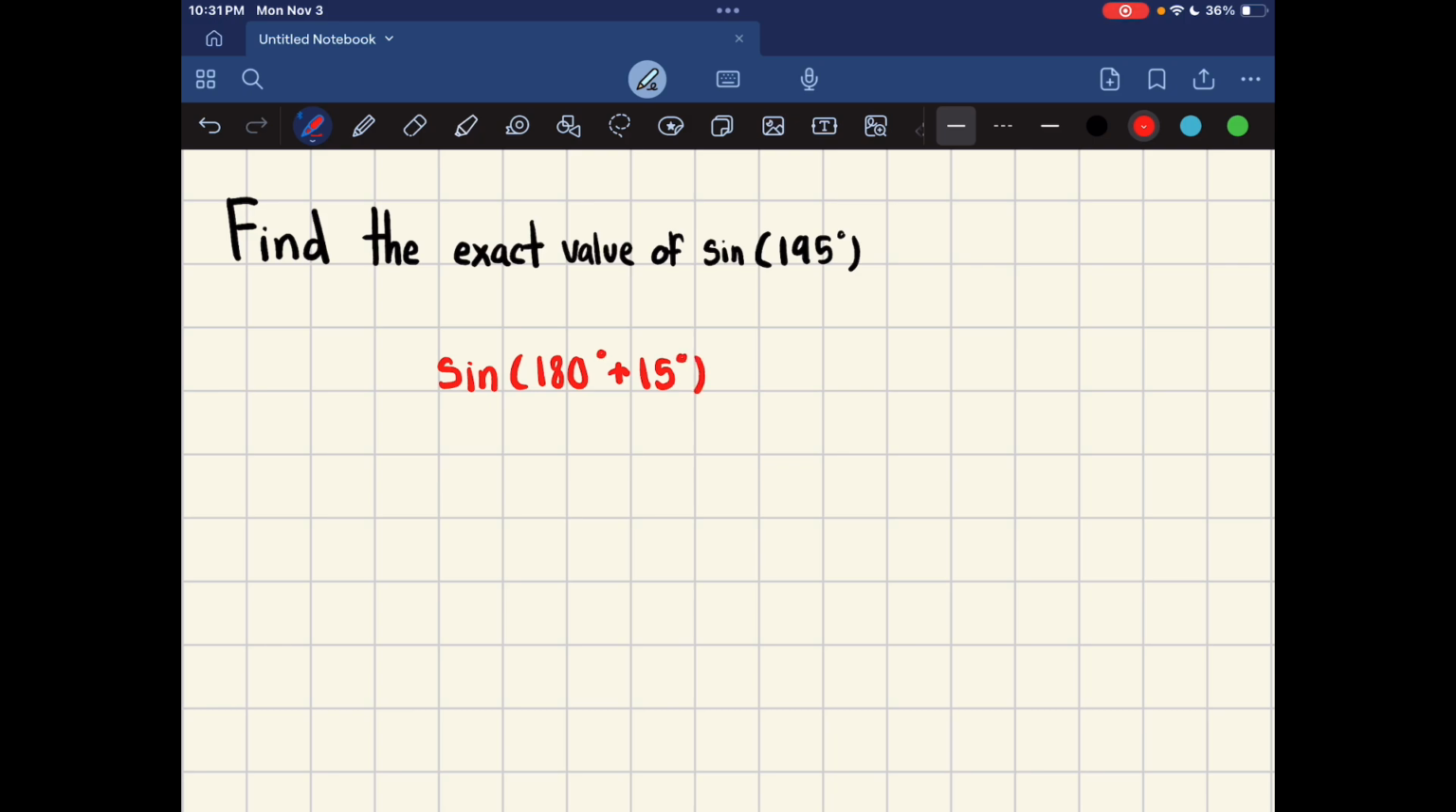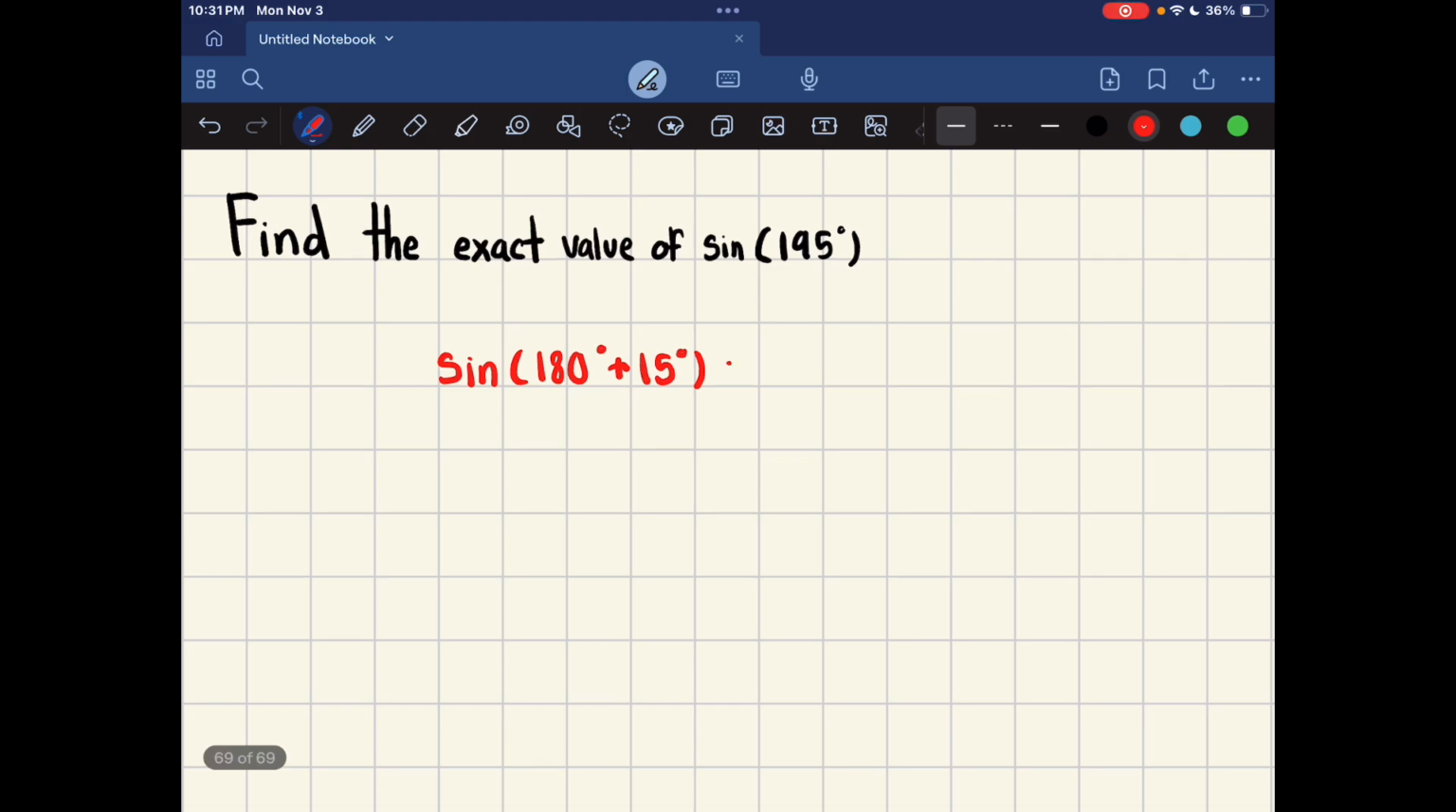Okay, and now we know from the unit circle that sine of 180 plus theta equals negative sine theta, because 195 is in quadrant 3 where sine is negative. So sine 195 degrees is going to be negative sine 15 degrees. Okay, so now we need to find sine 15 degrees.